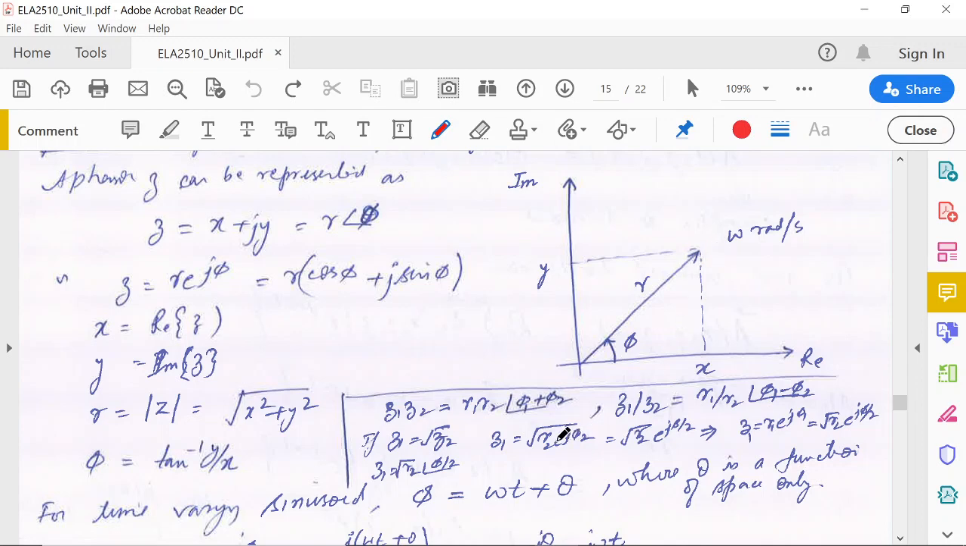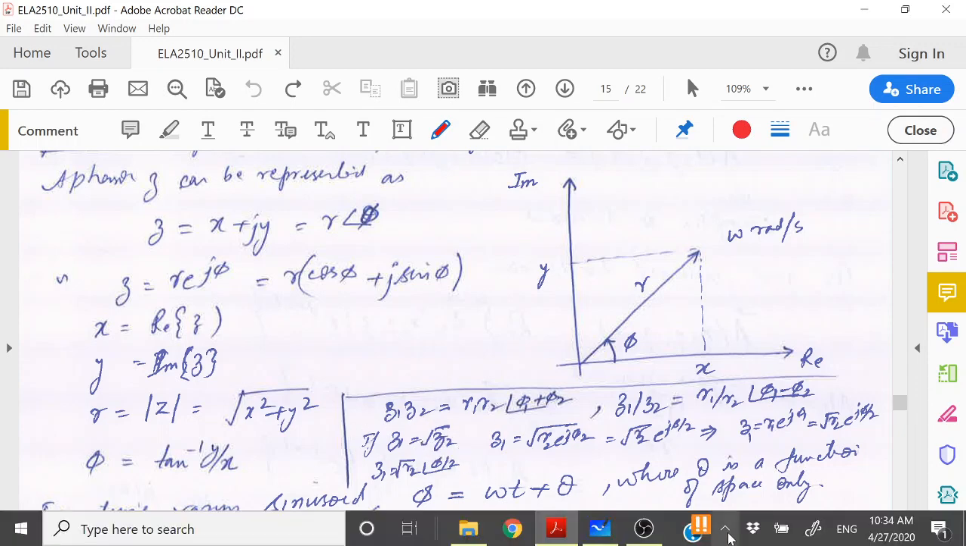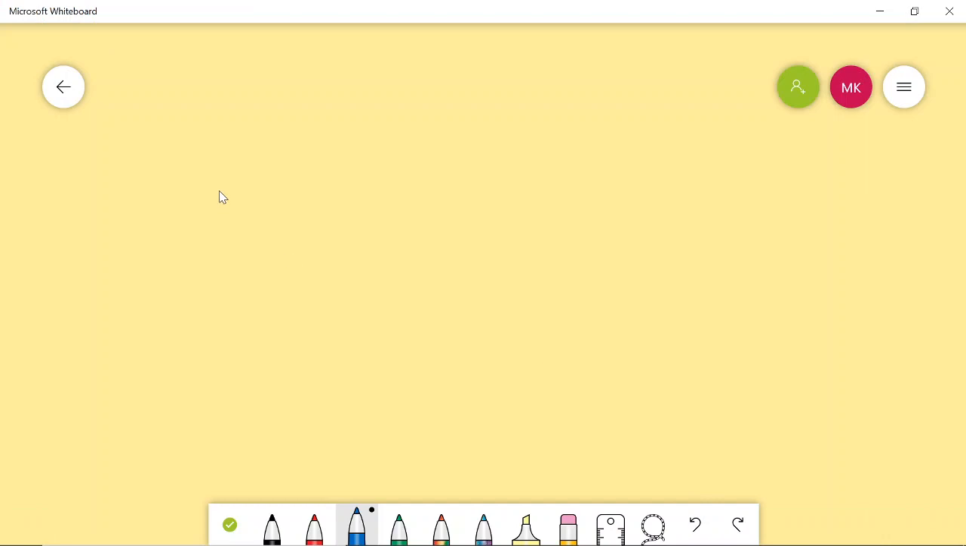Now here we have to revise a few important properties. If you multiply two complex numbers, the magnitudes will be multiplied and the phases will be added. If you divide two numbers, z1 by z2, then the magnitudes will be divided and the phases will be subtracted. Now in another case, if you have z square or under root z, how do we proceed? It's simple, just have a revision.